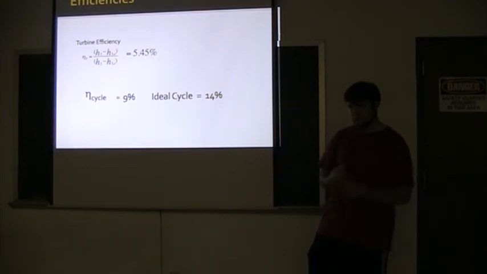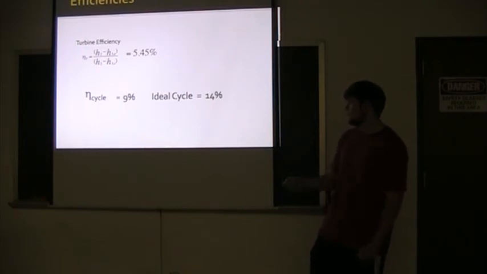Okay, so for the efficiency of the turbine, we used the equation off of the given equations. Came up with 5.45%. I don't know how accurate that is, but I tried it a few times. A little confused with it. Cycle 9% and ideal cycle 14.